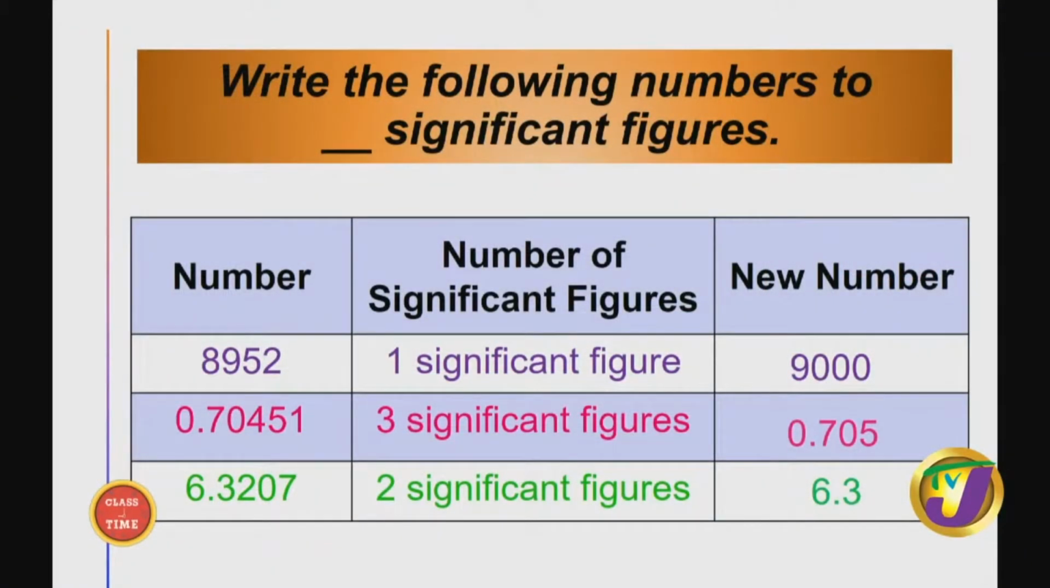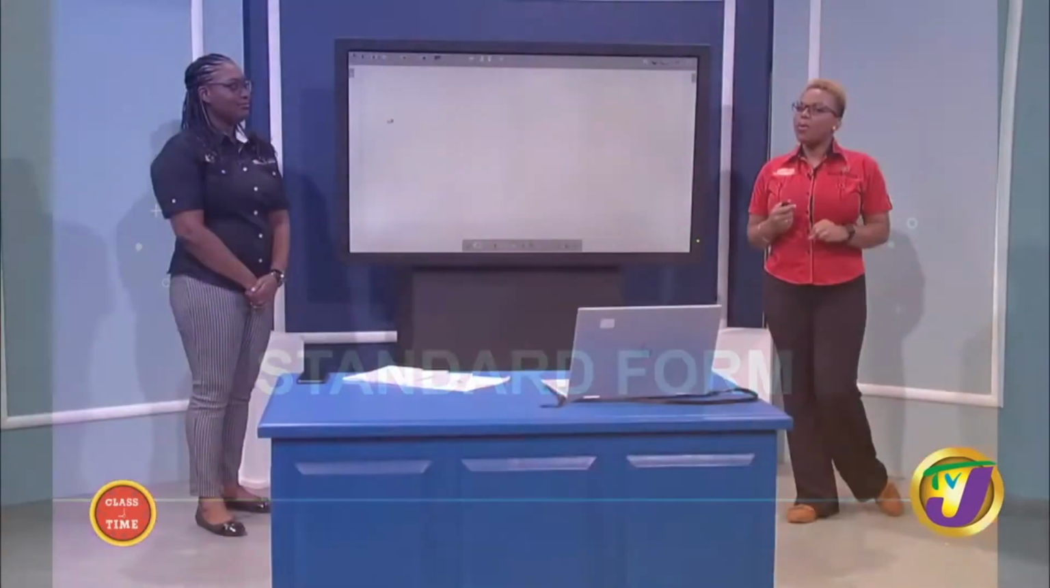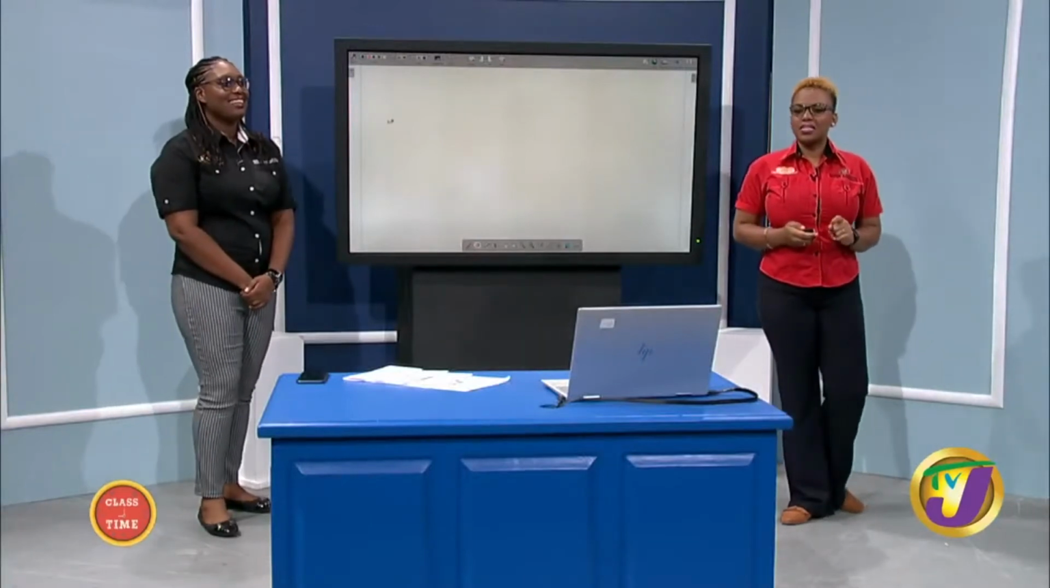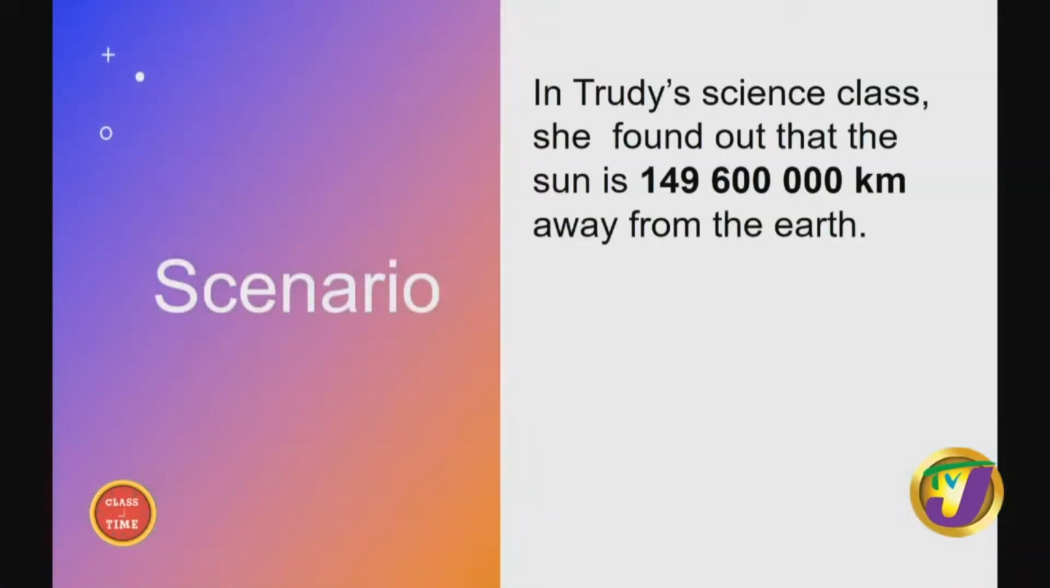So 6.3207 written to 2 significant figures is indeed 6.3. All right. Now we're going to go a little bit into some standard form. Standard form, yes. What does that entail? Let's look at this scenario.